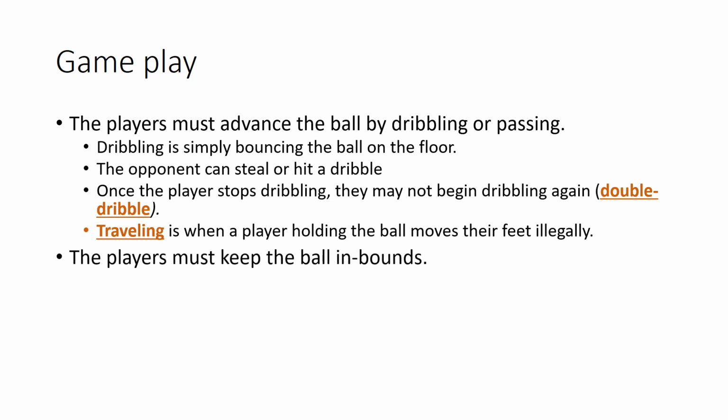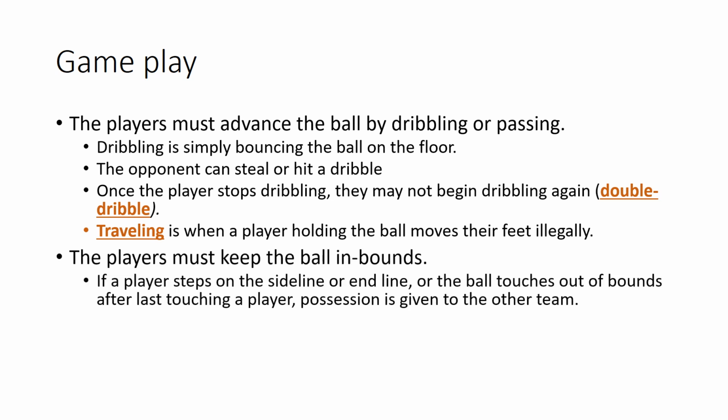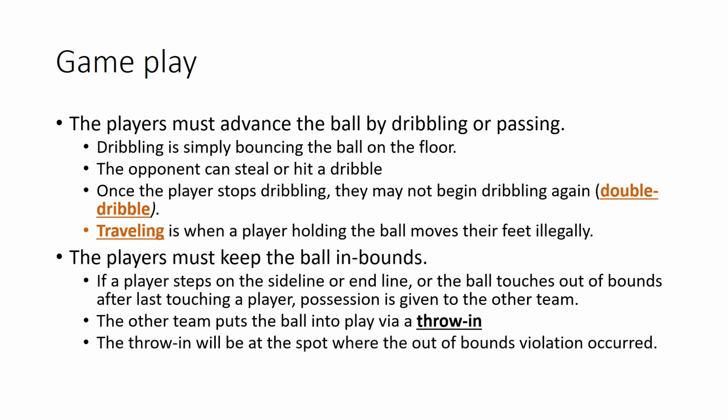The players must also keep the ball in bounds. If a player steps on the sideline or end line, or the ball touches out of bounds after last touching a player, possession is given to the other team. The other team would then put the ball into play via a throw-in. The throw-in will be at the spot of where the ball goes out of bounds or where the player steps on the out of bounds line, whether that be the sideline or the end line. Again, remember to be specific when you are referring to the lines.